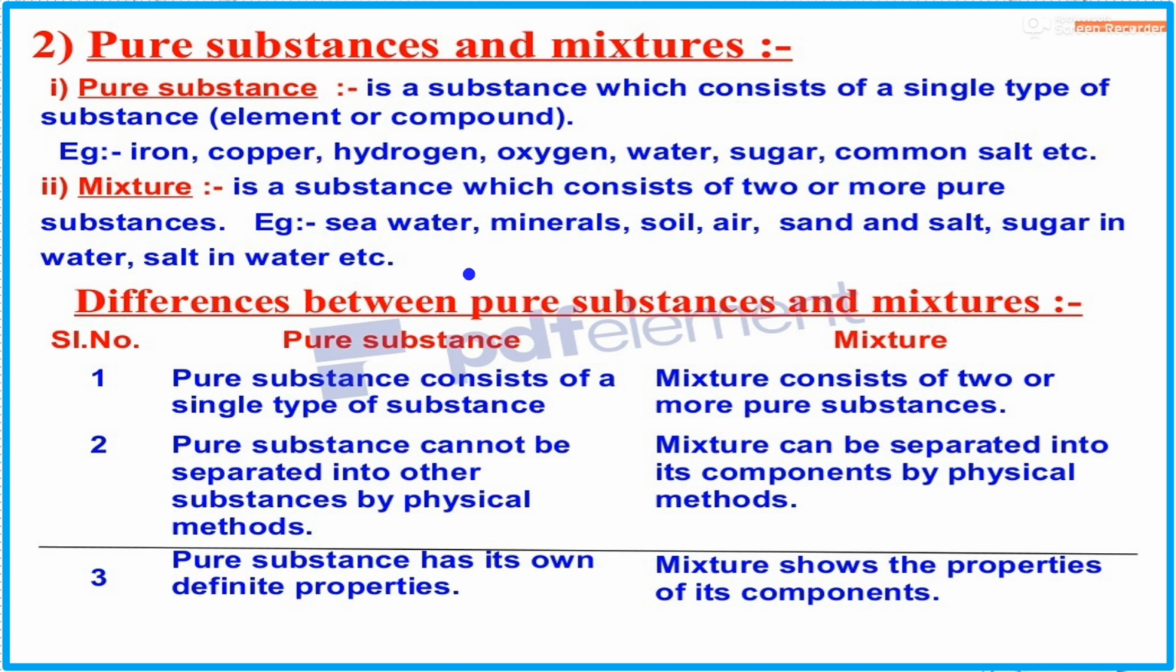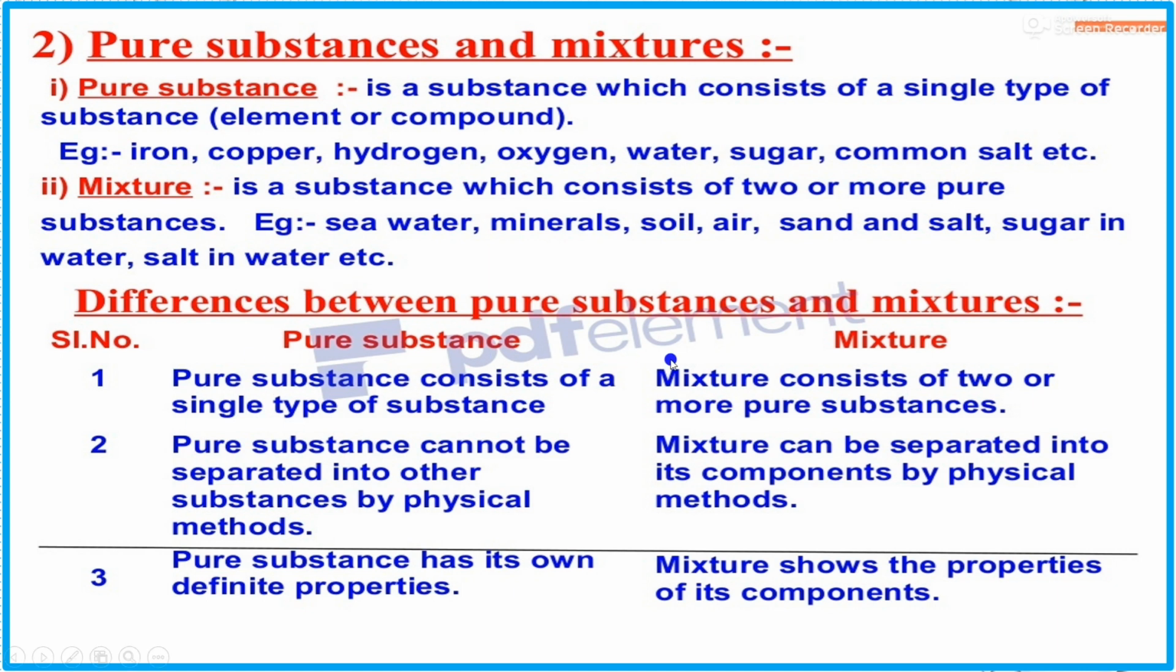In seawater, you will find salt, sodium chloride, and H2O, I mean water, hydrogen and oxygen. In minerals also, soil, air, sand and salt, sugar in water, salt in water. These are mixtures of two or more pure substances. When we mix two or more pure substances, we will get a mixture. This is the simple way to express a mixture.